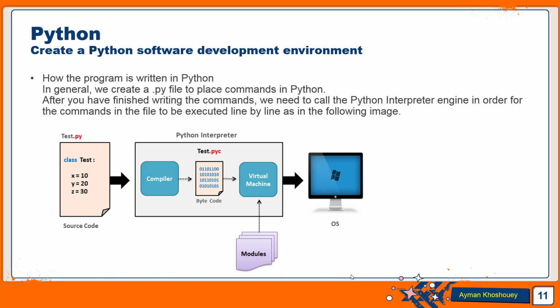Python creates a software development environment. As you see here, you write Python code in a file with the extension .py, then the Python interpreter converts it to the operating system. You can use modules here and a compiler to binary code.